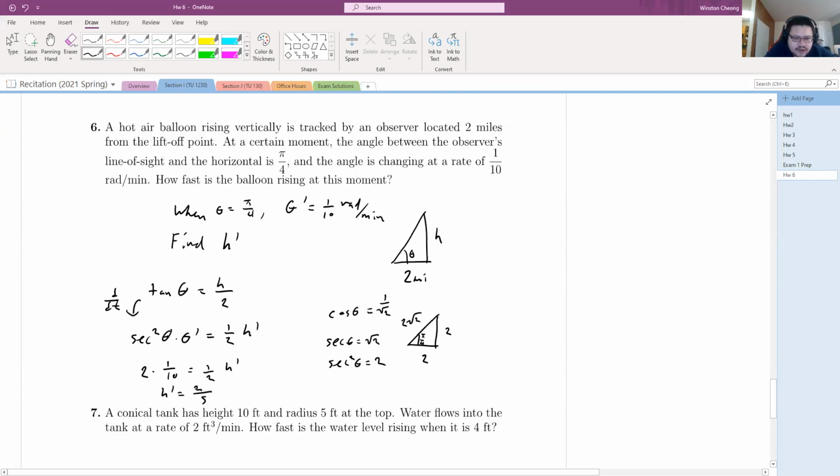Wait, pi. So, something's funny here. Oh no, I'm looking at the wrong problem. Okay, yeah, 2 over 5, yes.